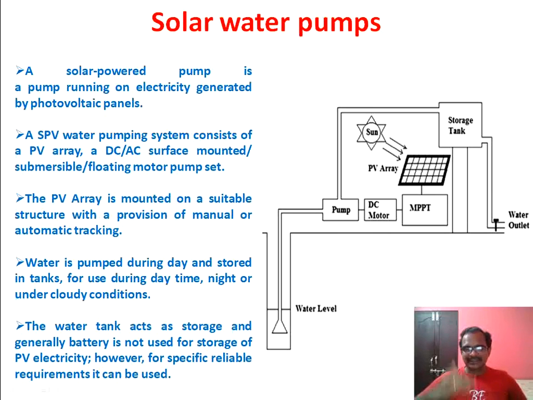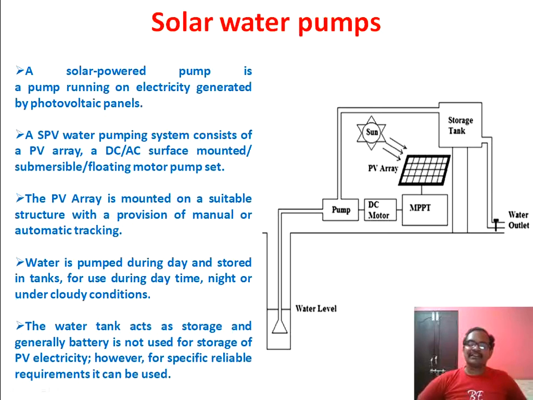Water will be at some depth in the ground. In order to pump the water to the storage tank, you require a pump and motor set, right? The motor has to be supplied by solar energy. If it is a DC motor, we can give the DC supply straight away by means of an MPPT controller. If it is an AC motor, we will place an inverter after the MPPT controller, before the motor.